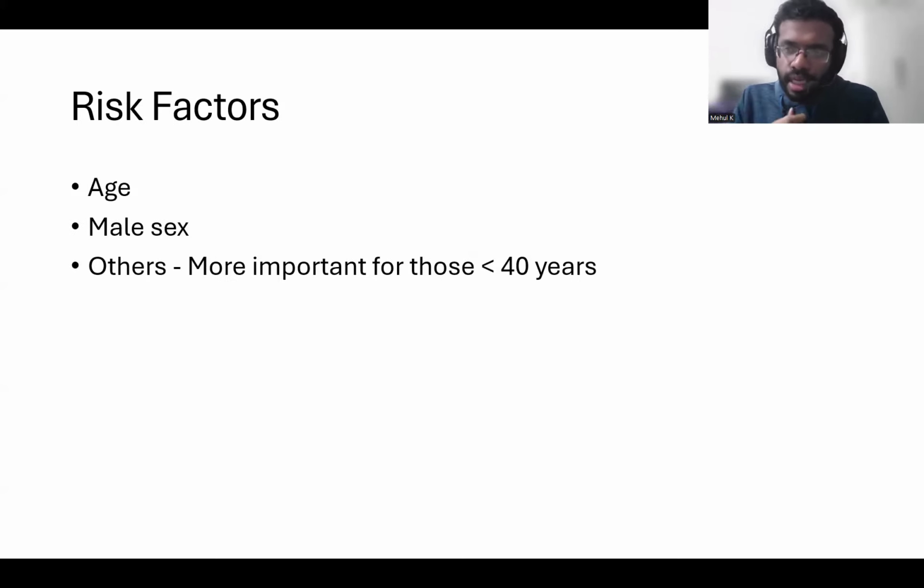So, what are some of the other risk factors that we look for? One is age. The older a patient gets, the more likely the patient is to have a myocardial infarction. So, obviously, a 20-year-old, generally speaking, does not have the same risk as a 75-year-old coming with chest pain. Male sex is at a higher risk compared to female sex. And all of the other risk factors that you will learn from the Framingham study and all, they are more important for patients who are less than 40 years of age compared to more than 40 years of age.